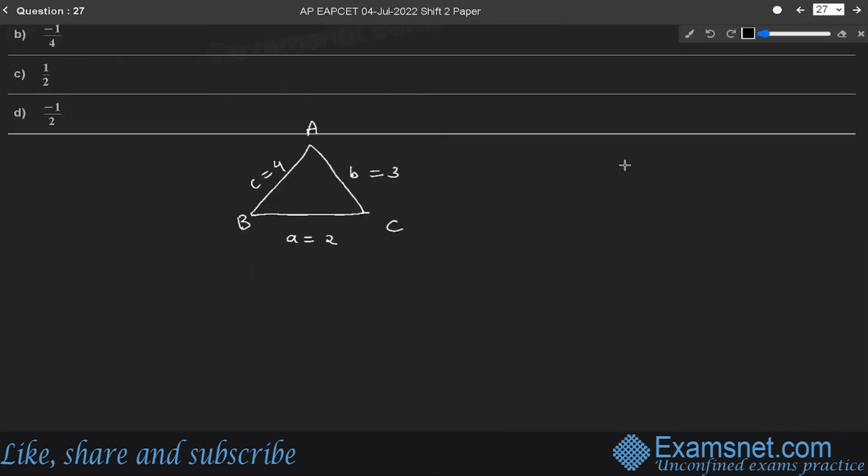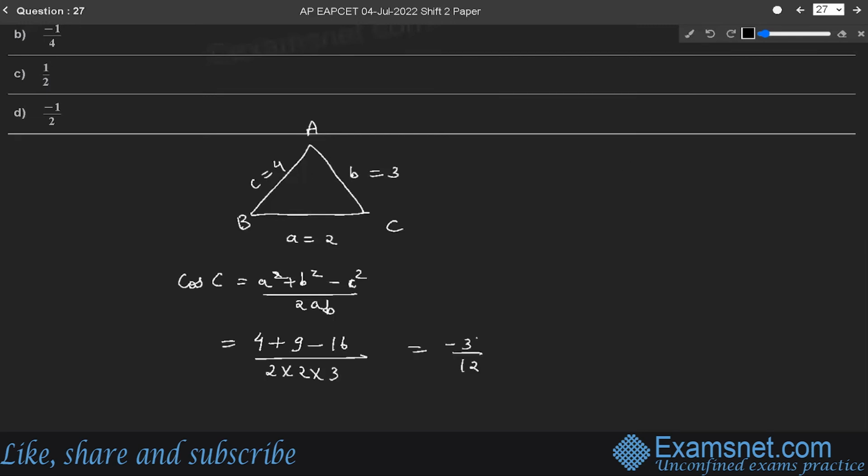So by applying cosine rule, we know that cos C will be equal to (a square plus b square minus c square) divided by 2ab. This is the cosine rule. Now putting the values for a, b and c here, a square will be 2 square, which is 4, plus b square is 3 square, which is 9, minus c square will be 4 square, so it will be 16, divided by 2 into a into b, so it will be 2 into 2 into 3. On further solving, it will be minus 3 upon 12, which gives minus 1 upon 4. So the value for cos C is minus 1 upon 4.